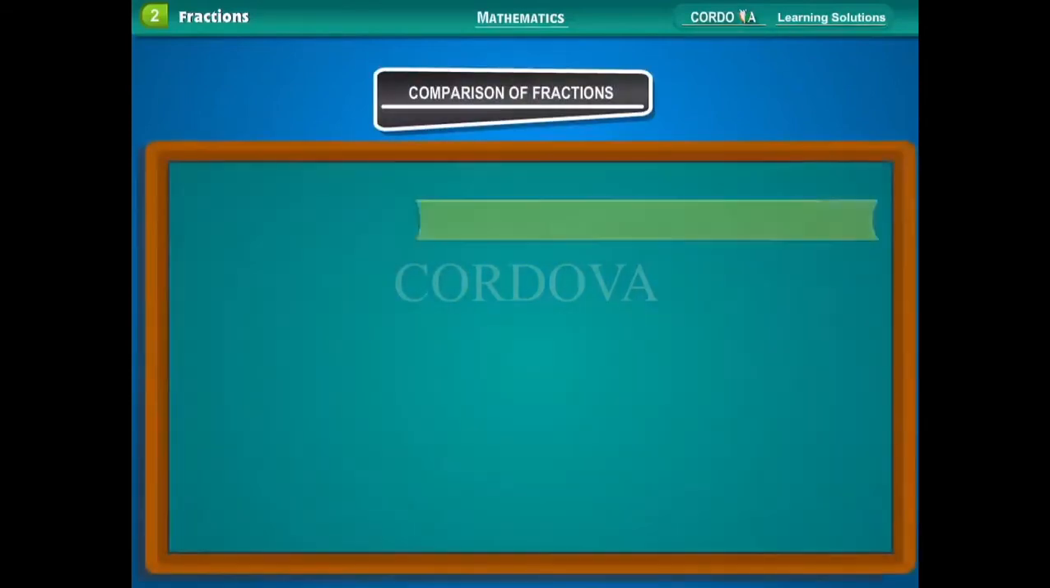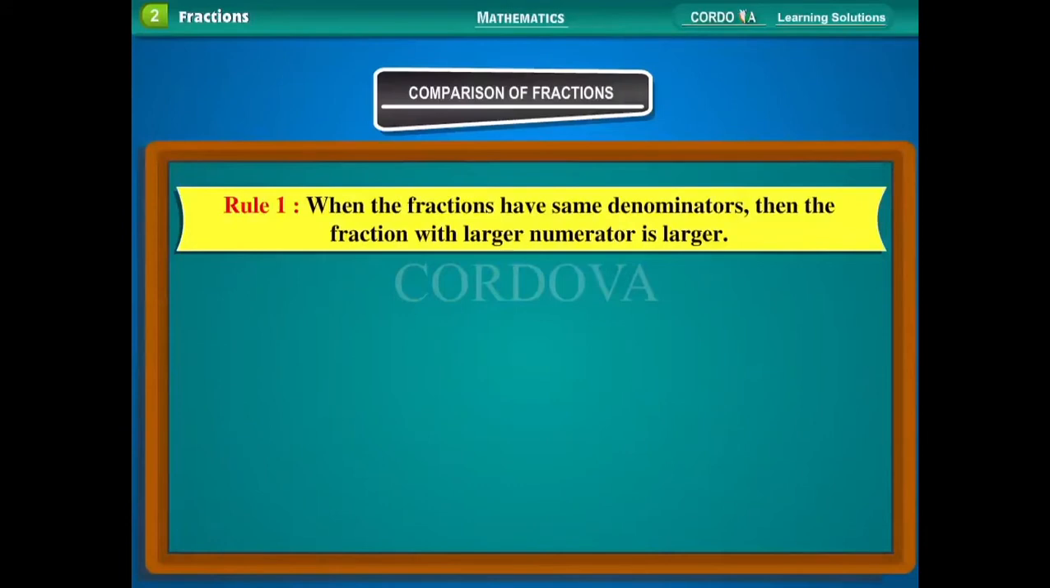Comparison of fractions. Rule 1. When the fractions have the same denominators, then the fraction with the larger numerator is larger. Examples: 9 upon 11 greater than 7 upon 11. 3 upon 8 greater than 1 upon 8. 5 upon 7 greater than 3 upon 7.